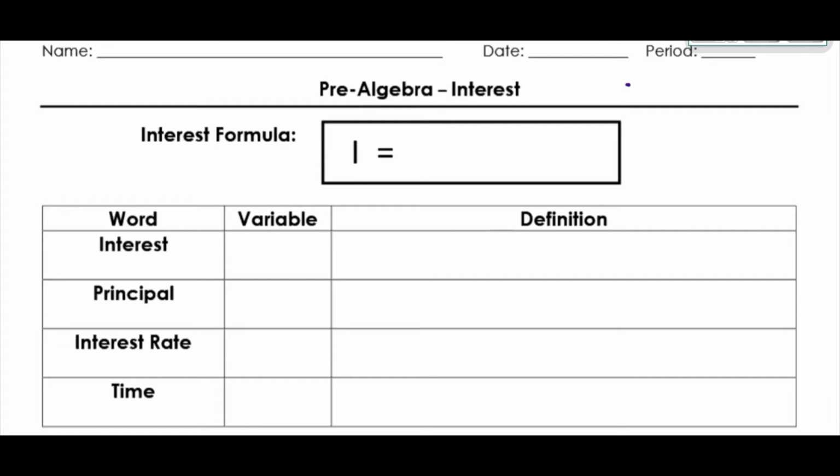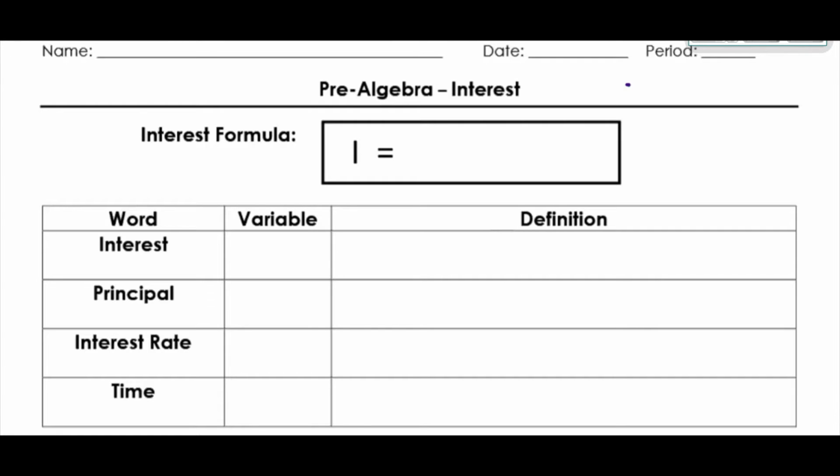Here we're going to be talking about how to find interest using a specific formula. So this is just talking about simple interest, where you have an original amount, that's going to be called the principal, an interest rate, that's going to be a percent, and a time that interest is being gained over.